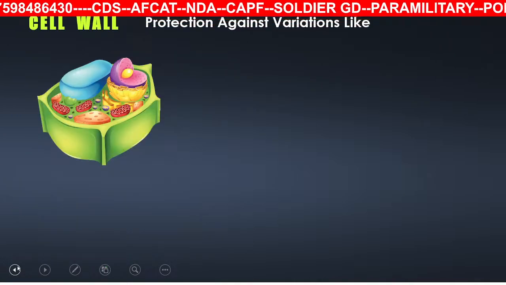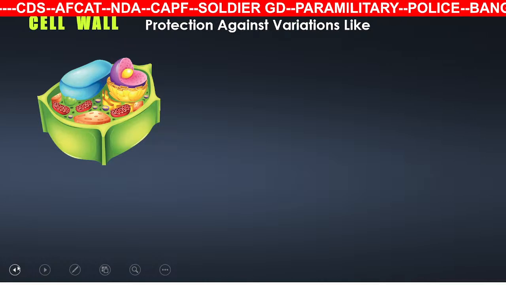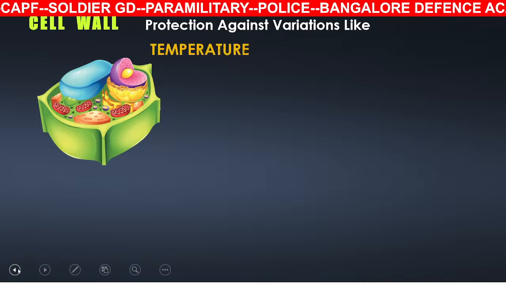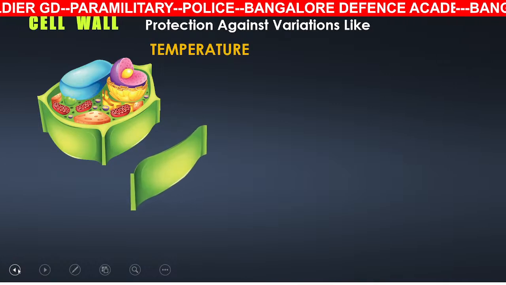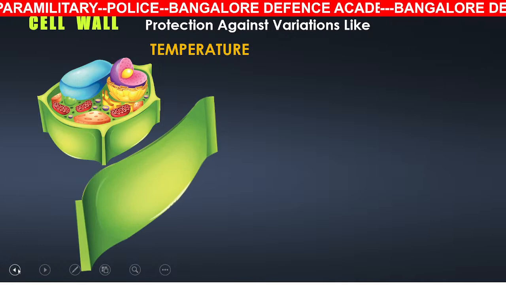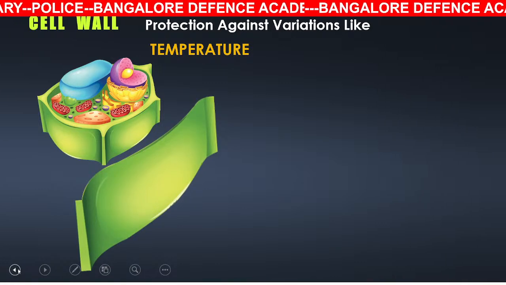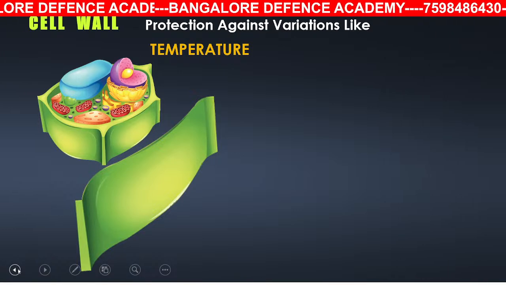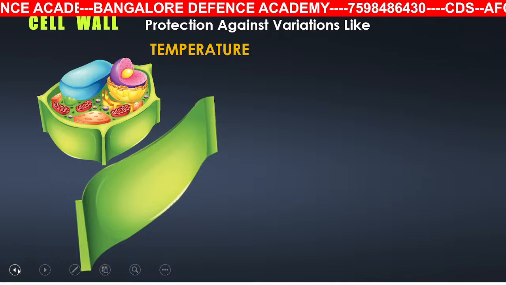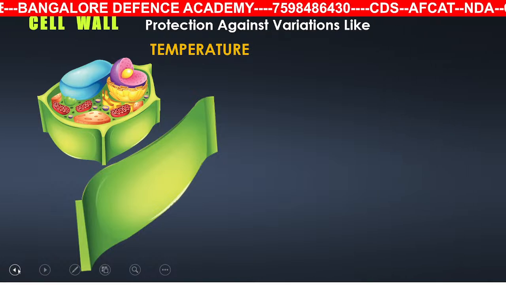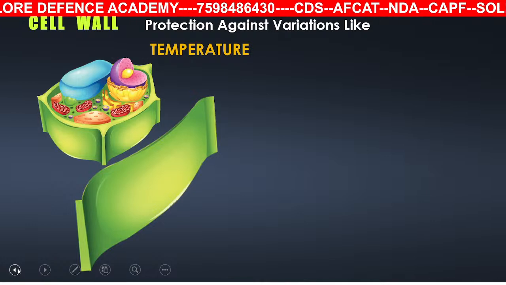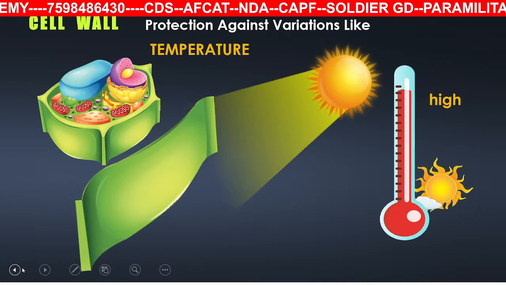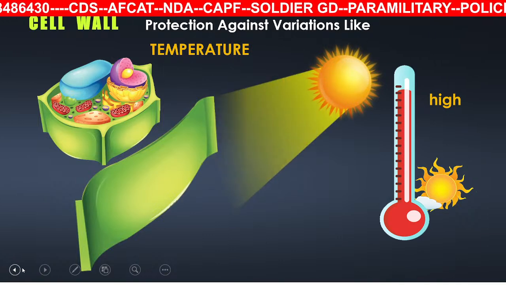Look at this. Because the plants have to protect themselves from various disasters, like for example temperature. Okay, the temperature outside, can the plants move from one place to another? What about animals? Yes, if it is rainy or very hot, animals can move, but plants cannot move. So in order to protect itself, the cell will have this cell wall. Do you understand? Now look at this temperature. Temperature is very high, so at that time the cell wall in the plant cell will protect it.